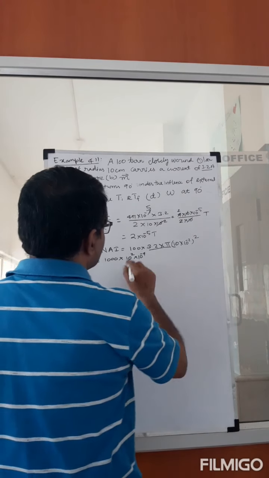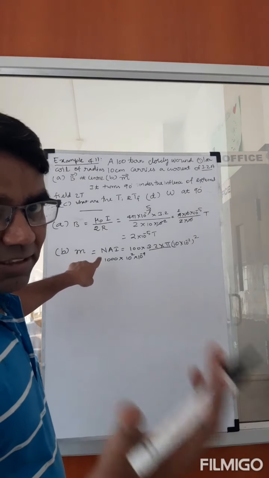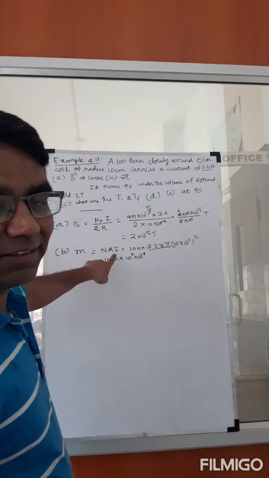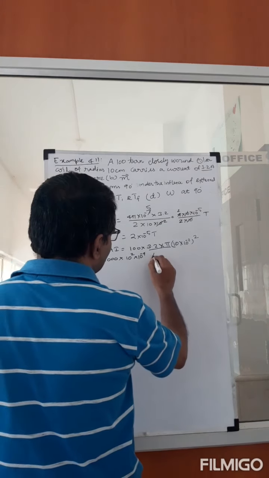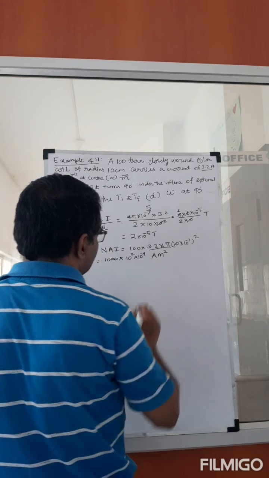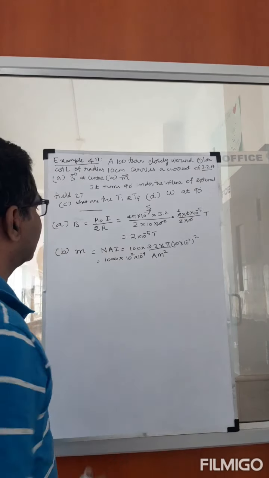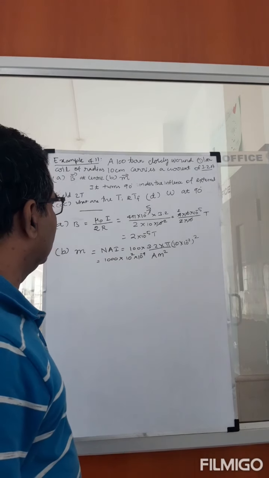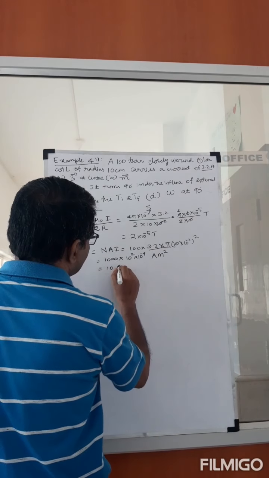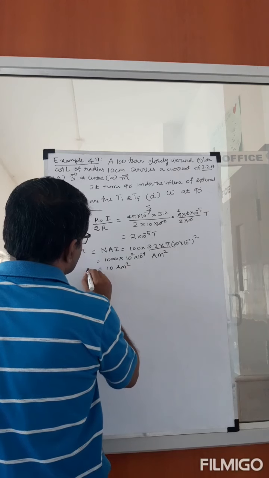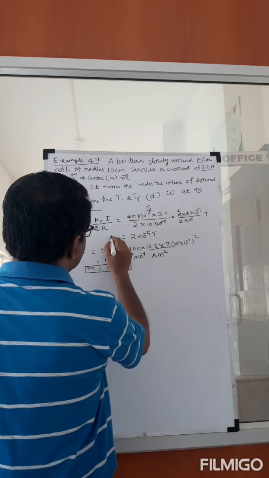What would be the unit of this magnetic moment? The number of turns does not have any unit. A is meter squared, the area, and I is ampere. So the unit would be ampere meter squared for the magnetic moment. If you take 10 power 5 into 10 power minus 4, then you get 10. So 10 ampere meter squared is the magnetic moment. This is part B.